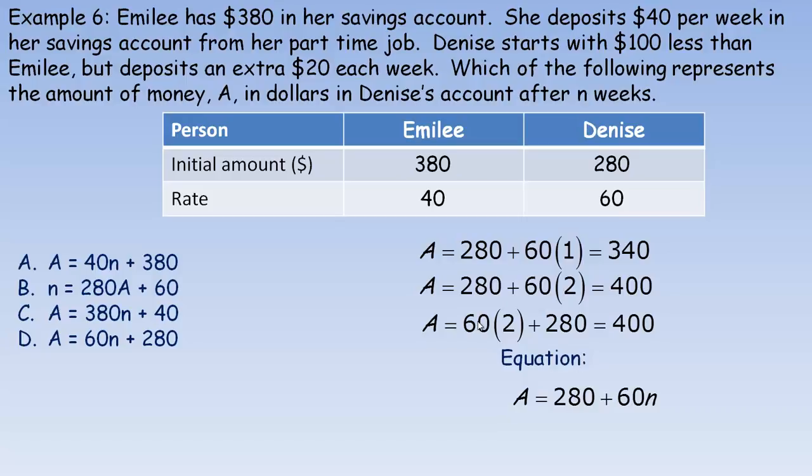So here's the alternate way to write it I was just mentioning. Instead of writing the 280 first, I could write it second and do the 60 times 2 first. See, that's still 120, added to 280 is 400. So instead of writing A equals 280 plus 60n, you also could write the amount A is 60n plus 280. Those are the same equation. And if you look over here at our multiple choice, that's this one right here. A equals 60n plus 280, so D would be the correct answer there.